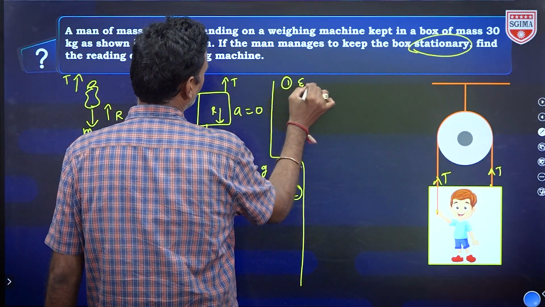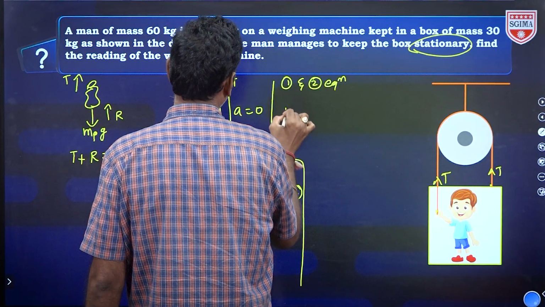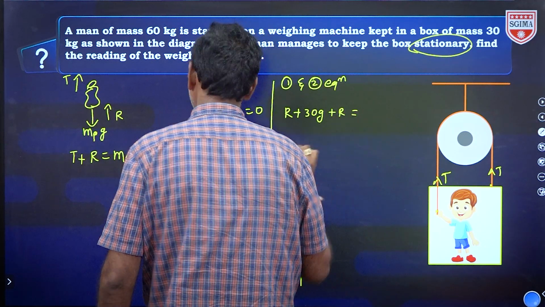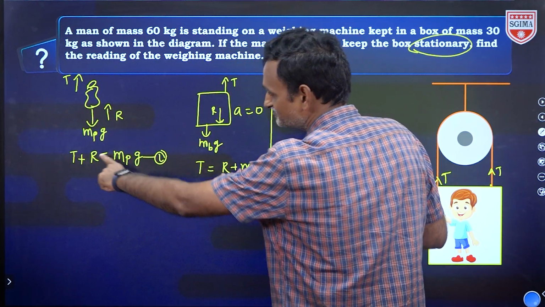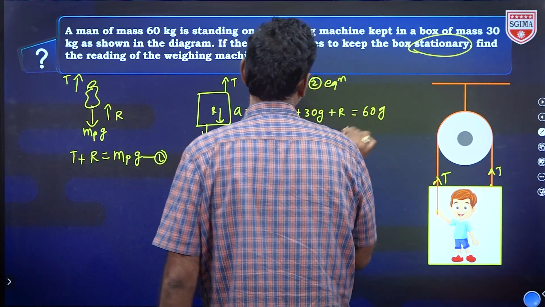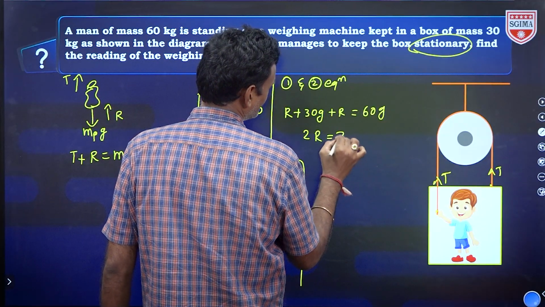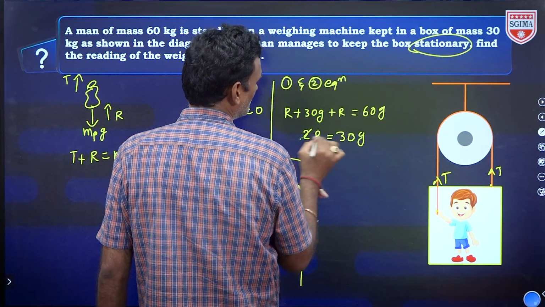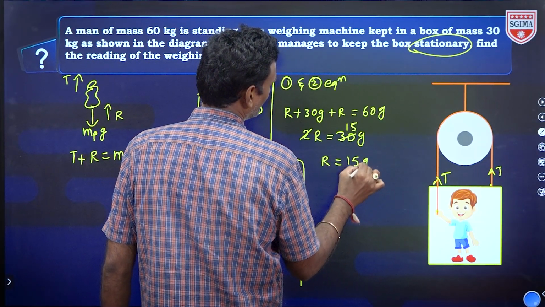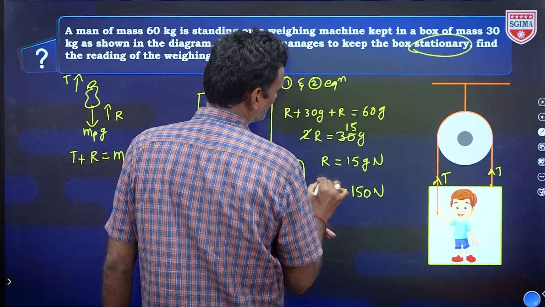So we can write down the first and second equation. Okay, so that is R plus 30G plus R. See, the tension value R plus 30G plus R is equal to the mass of the person, 60G. So here R plus R is 2R, and 60G minus 30G, here 30G will come. 2R equals 30G, R equals 15G newtons, and we can take 150 newtons.